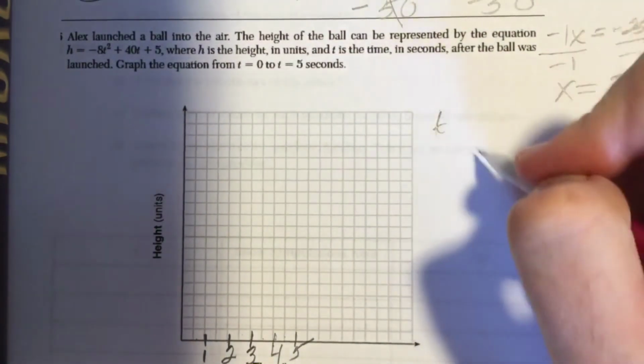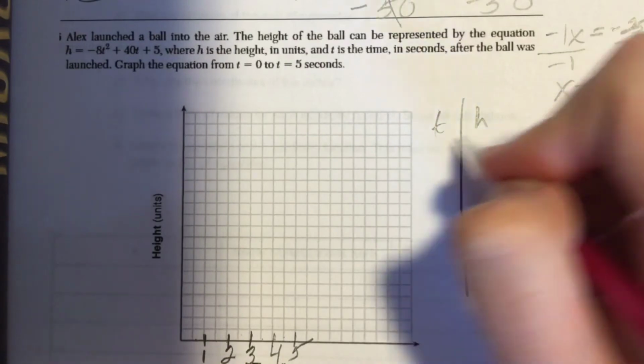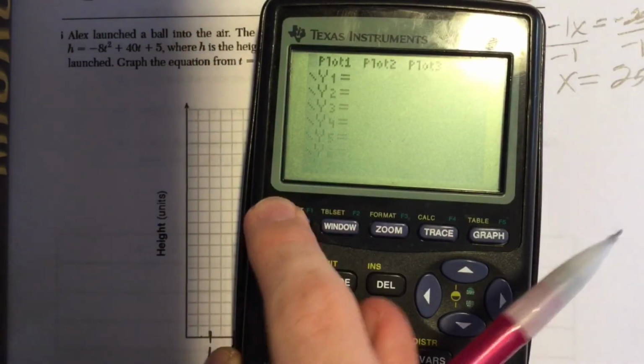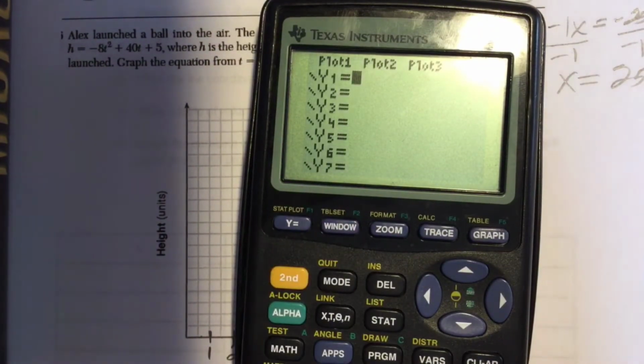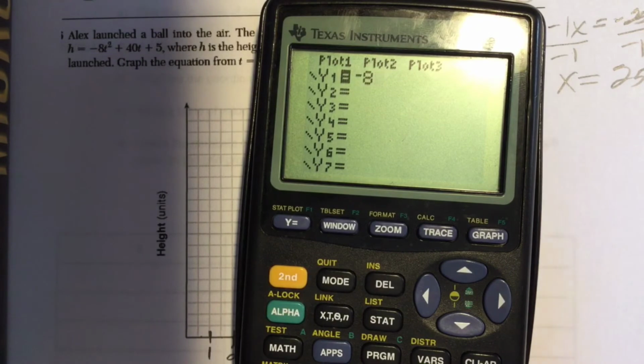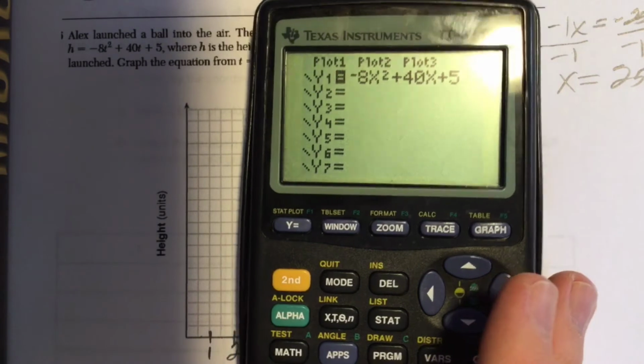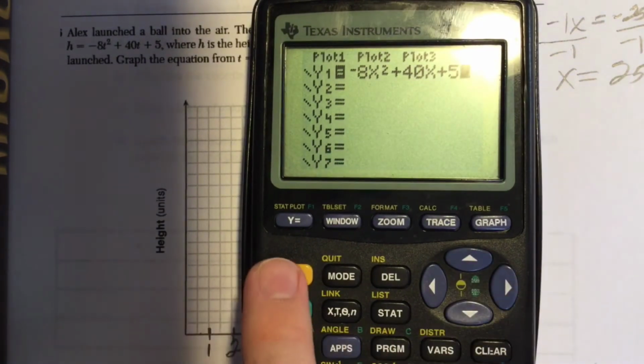We have our inputs t, and then we have our outputs h. And we're going to use our calculator. We're going to go to y equals, and we're going to plug in the equation given. Negative 8. Instead of t squared, we're going to put x squared. X can be used as the input. Plus 40t, 40x, plus 5. And then you want to go and find out your table of values that you're working with using second graph.